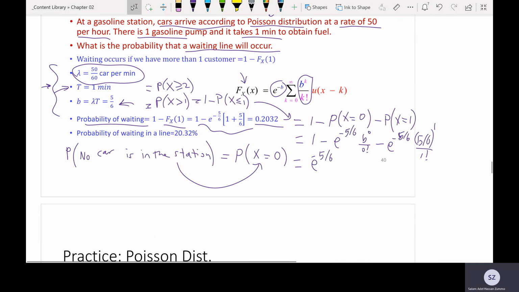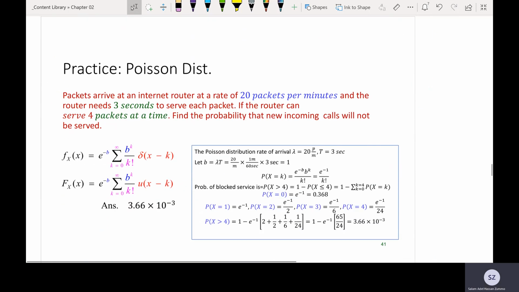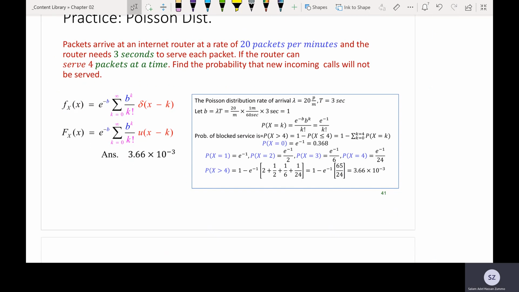Any other question? Another question. Now, packets arrive at the internet router at a rate of 20 packets per minute. So what is this? Lambda. And the router needs 3 seconds to serve a packet. What is this?